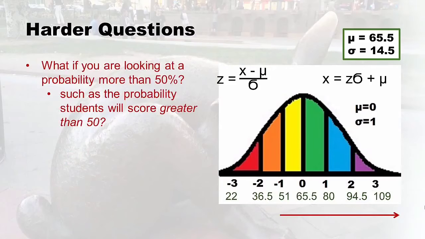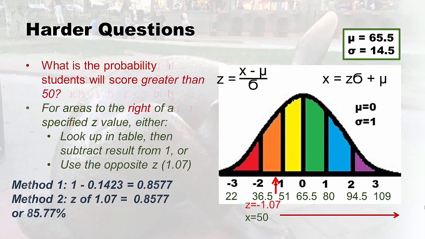Here's another question I haven't really handled. What if you're looking at a probability more than 50%? Such as the probability that students will score greater than 50, like the big side. Well, actually, you just do what you normally would do. For areas to the right of the specified z-value, either look up in the table and subtract the result from 1, or use the opposite z, which in this case would be 1.07.